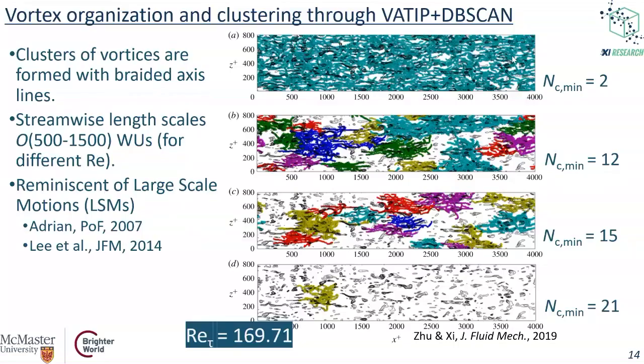And we can identify large groups of vortices which span a size of about 500 to 1,500 wall units, which happens to be the size of the so-called large-scale motions. We don't know whether that is a coincidence or a definitive proof that these are large-scale motions. We haven't really pushed this research deep enough to come up with a clean conclusion, but that definitely shows you the potential of this method.